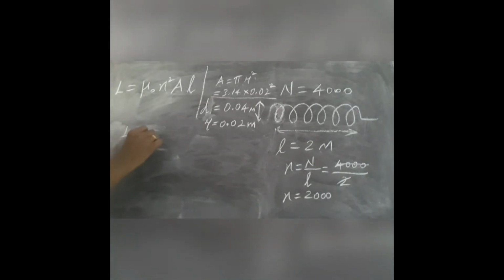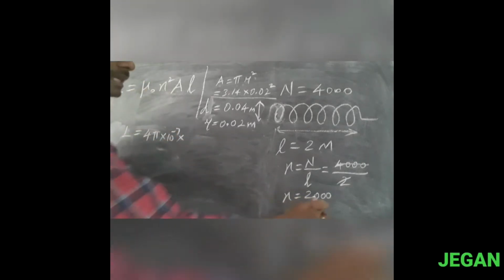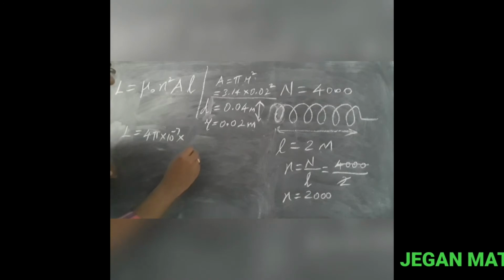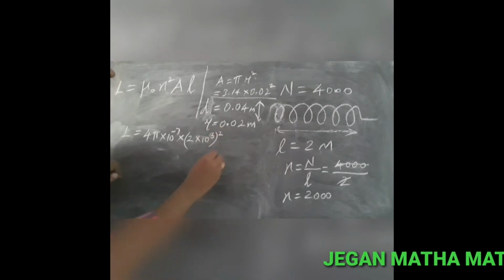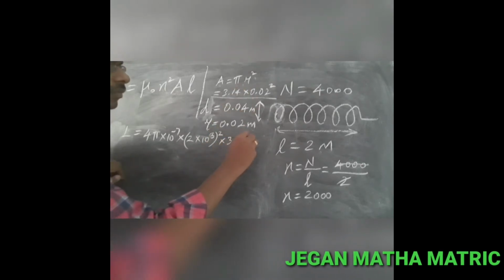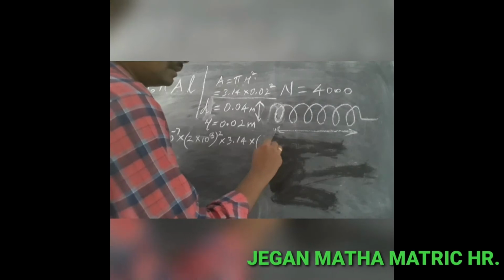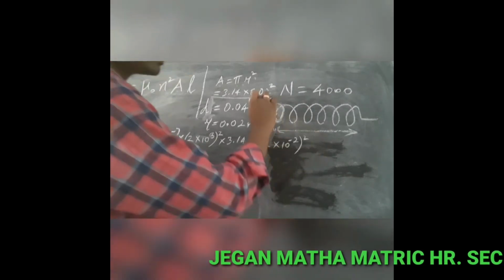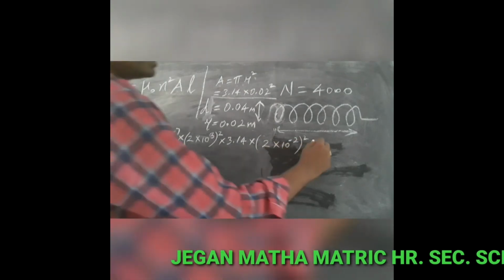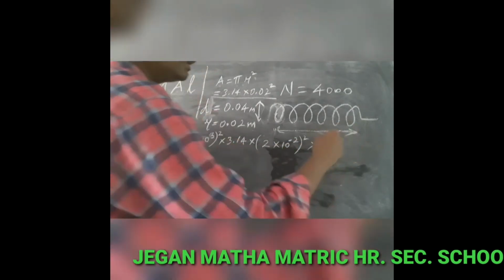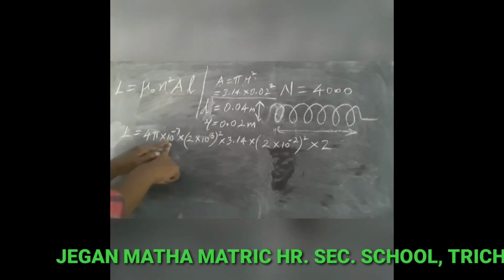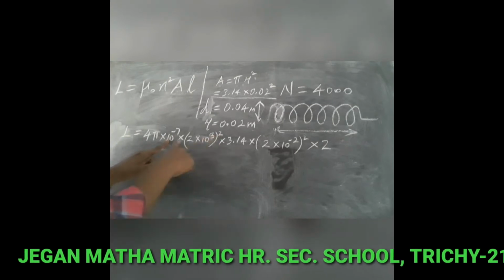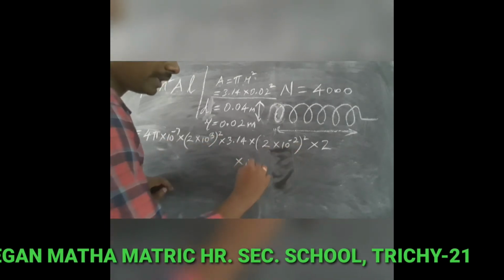L is equal to 4 pi into 10 to the power of minus 7 into n square. So this can be written as 2 into 10 to the power of plus 3 the whole square. Area is equal to 3.14 into 2 into 10 to the power of minus 2 the whole square. It will be easy for the calculation. Next, length of the solenoid already we have written, so 2. So 10 to the powers can be written separately. 10 to the power of minus 7, here 10 to the power of plus 6. So minus 1, here it will be minus 5. So 10 to the power of minus 5 is there.